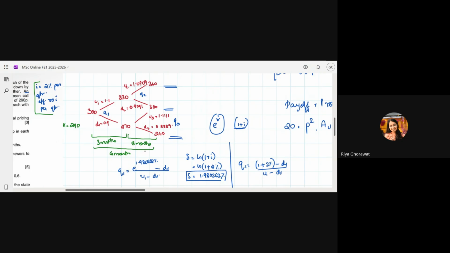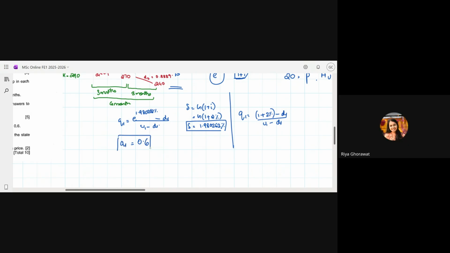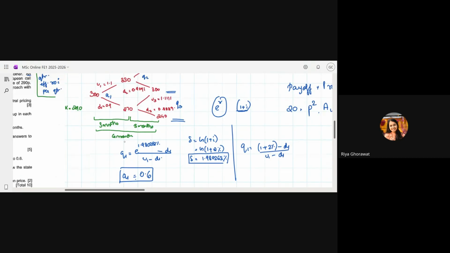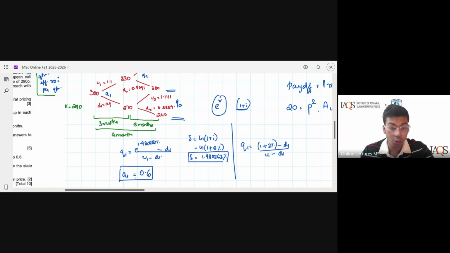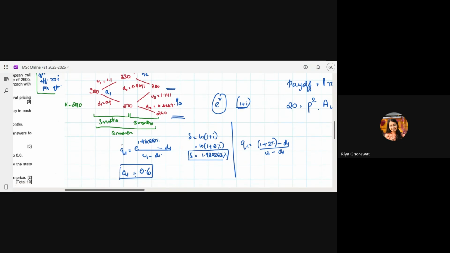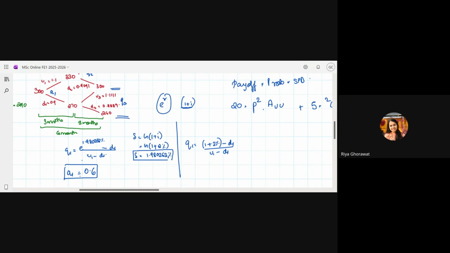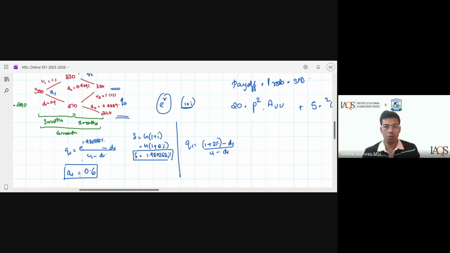Q1 is coming out to be 0.6 from the first. Perfect. From the second, it is coming out to be 0.5963. That is for which node? No, like the two approaches we used to find the R. Achha, from this and this you are saying? Yeah. It shouldn't be the case. 1.02 minus D1, which is 0.9, upon 1.1 minus 0.9. No, which gives you 0.6 only. 1.02 minus 0.9 upon 1.1 minus 0.9.